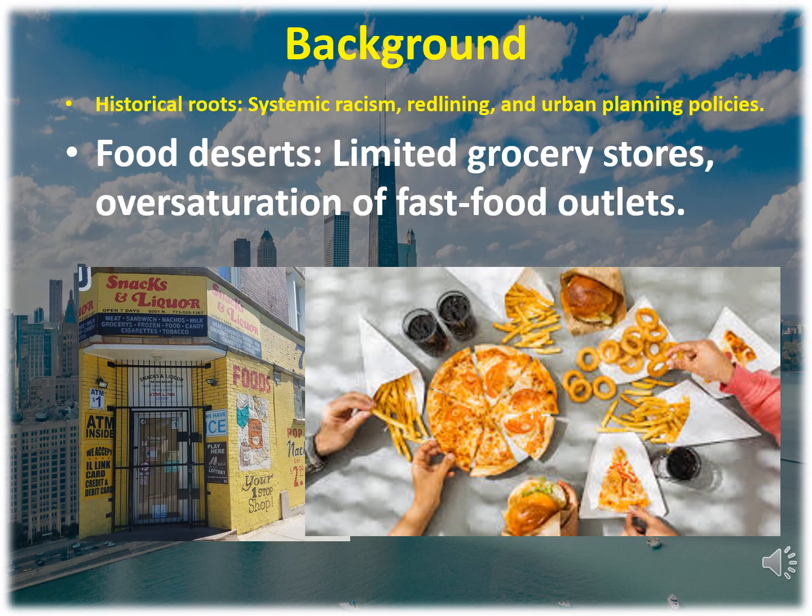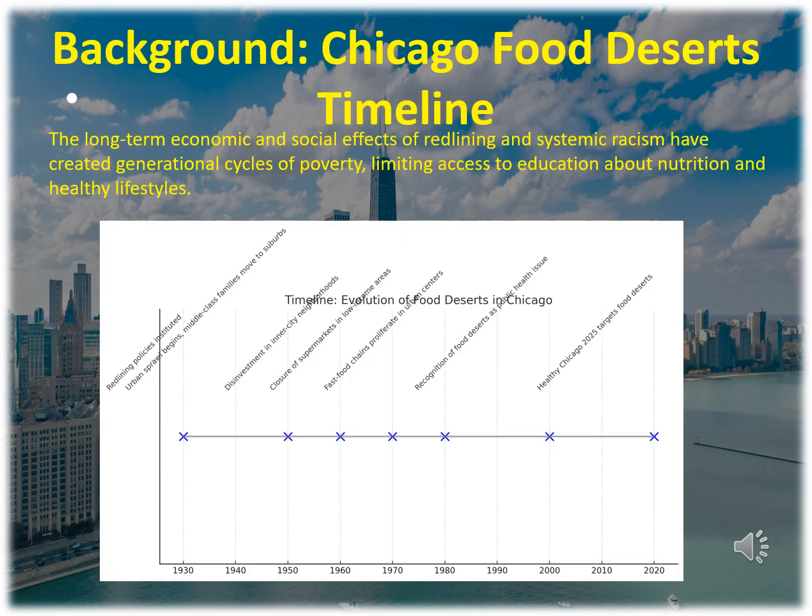The second major cause is food deserts. As mentioned earlier, due to limited grocery stores and the oversaturation of fast food outlets. This is the Chicago food deserts timeline. The line is the same since 1930.